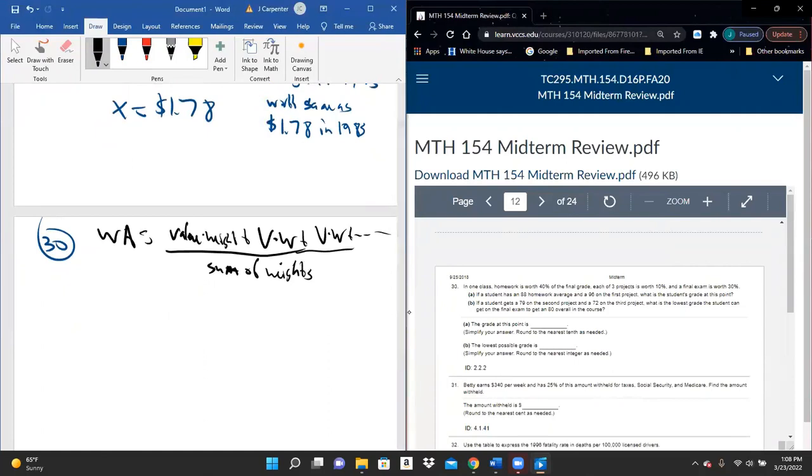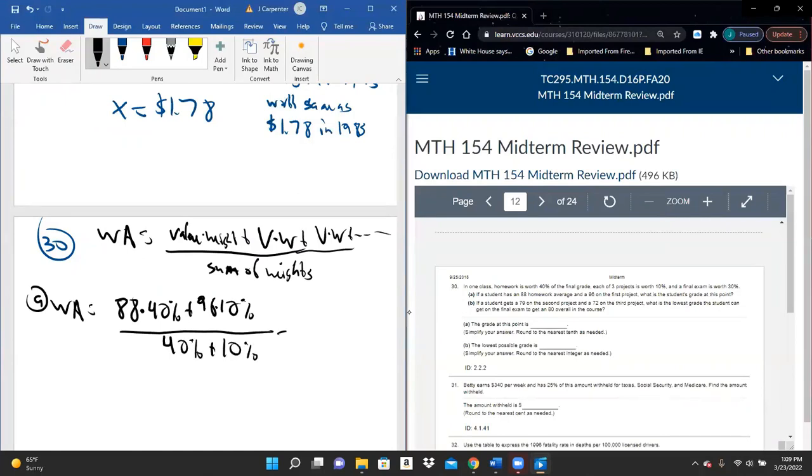All right, so we got a bunch of different categories. We got homework at 40%. We got projects, 3 of them, 10%. So that's 10%, 10%, and 10%. And then the final worth 30%. So under scenario A, our student has an 88 homework average, a 96 on the first project, and that's it. So our weighted average is going to be an 88, that's our homework, times the homework weight, which is 40%. Remember, you can write this as 0.4 or 40% as long as you're consistent in the bottom. Then plus, we earned a 96 on the first project, and that's worth 10%, and that's all we have. Then we divide by the sum of the weights, just the weights we're using, which are the homework and the first project only.